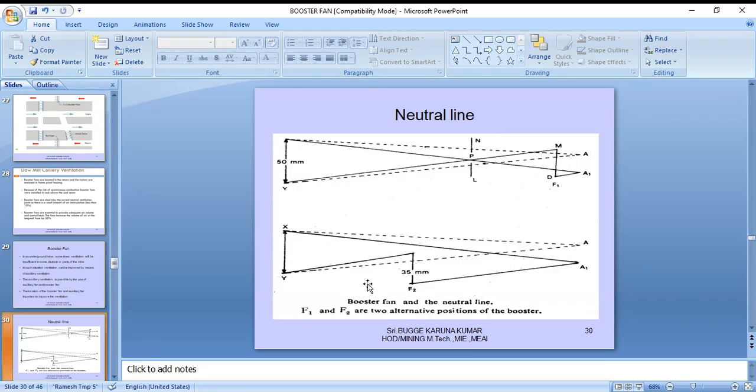You see here that 35 mm of pressure is dropped here. There is a pressure of 50 mm. So this is one better example for the neutral line. That means the location of the fan is somewhere else. How the pressure is dropping, the figure is showing that.